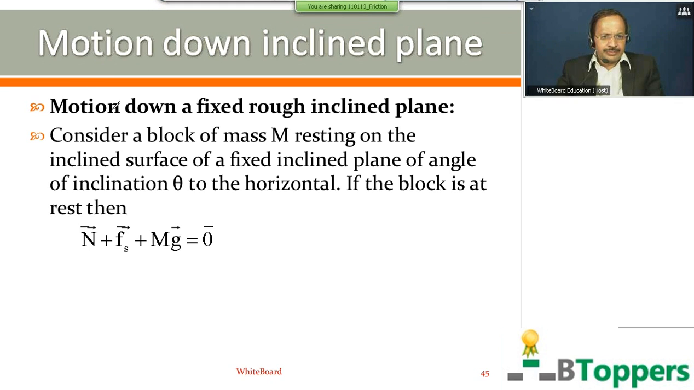Consider a block of mass M resting on the inclined surface of a fixed inclined plane of angle of inclination theta to the horizontal. The block is at rest, then N bar plus Fs bar plus Mg bar equals 0 bar. N bar means normal reaction force on the block in vector form. Fs bar means static friction on the block in vector form. Mg bar is the gravitational force on the block by the earth, or its weight.